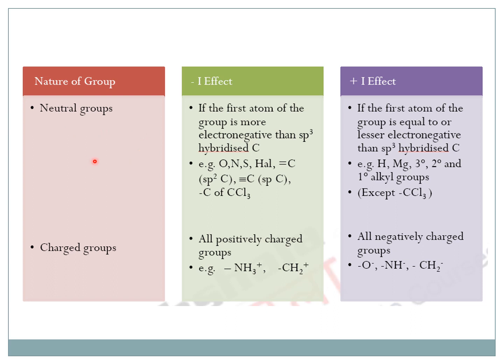Some groups having the plus I effect or the minus I effect may be neutral. The minus I effect groups include atoms such as oxygen, nitrogen, sulfur, halogen, then carbon-carbon double bond and carbon-carbon triple bond. They do not have charge, but they show the minus I effect, whereas in the plus I effect, groups like hydrogen and magnesium have no charge but show the plus I effect. Charged groups like the ammonium ion, having a positive charge, show the minus I effect, and if they carry a negative charge, then they show the plus I effect.